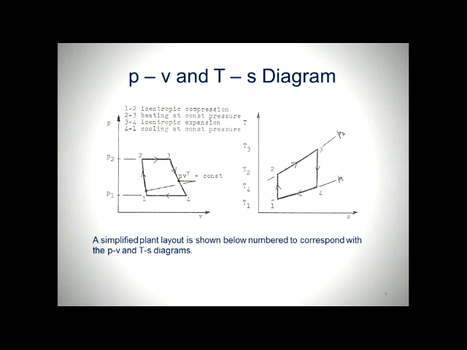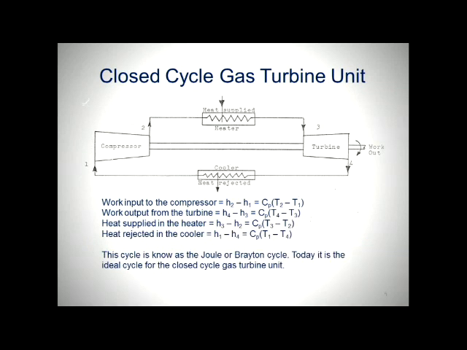So if we look at the more familiar diagram on the right, you can see that between 1 and 2 you've got isentropic compression, between 2 and 3 you've got heat addition at constant pressure, and between 3 and 4 you've got isentropic expansion across a turbine, and then you've got cooling between 4 and 1. Okay, that's a simplified plant layout. So this is a closed cycle gas turbine. This is called the Joule or Brayton cycle.